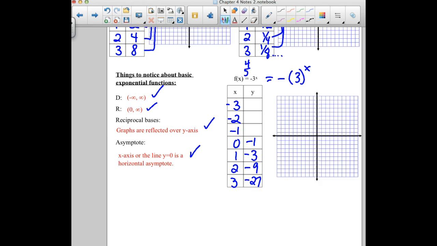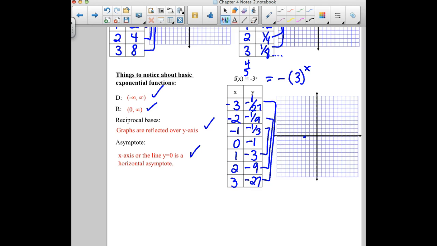Our negative exponents are going to flip this over. So instead of a negative 3, we're going to have a negative 1/3. Instead of a negative 9, we have negative 1/9. And instead of negative 27, we have negative 1/27. That one's going to be pretty tiny to graph, but we should just recognize that over here at negative 3, we are almost down at the x-axis, just underneath at negative 1/27.